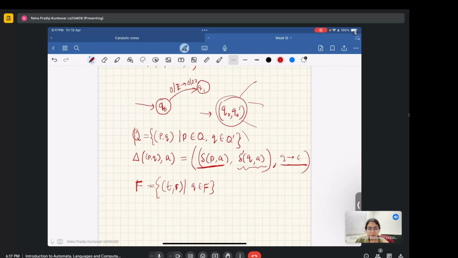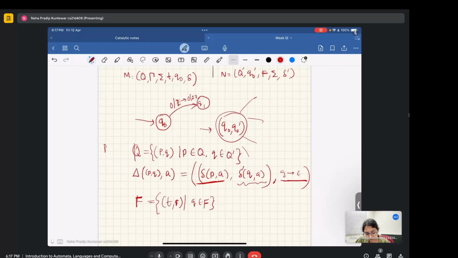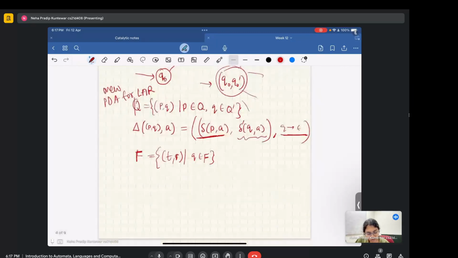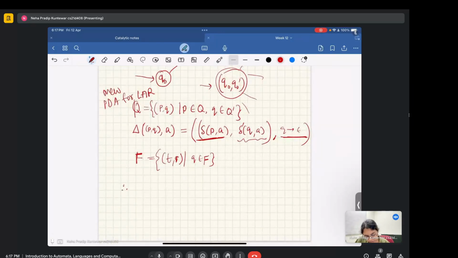So this thing that we have designed is a new PDA. We designed a new PDA for L intersection R. So that is the language, and therefore you know that L intersection R is context free. So this is the solution for part A.